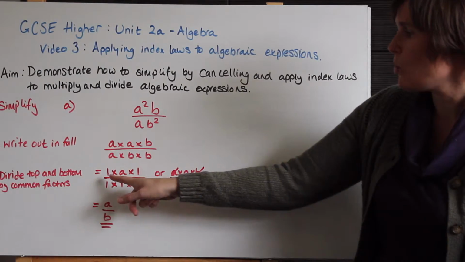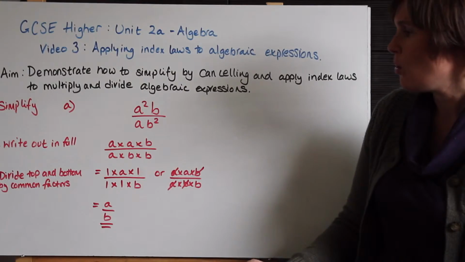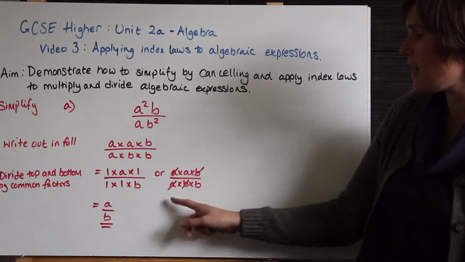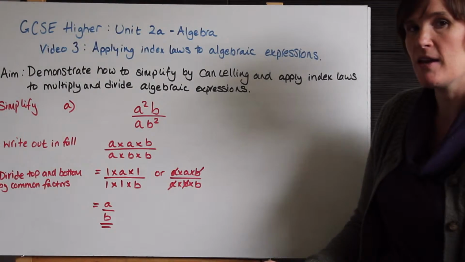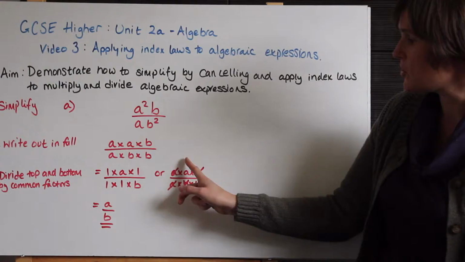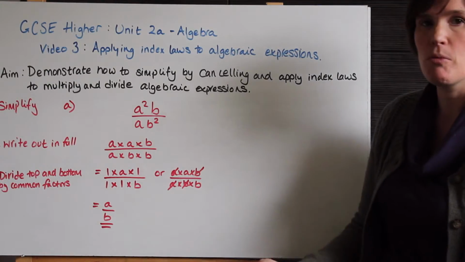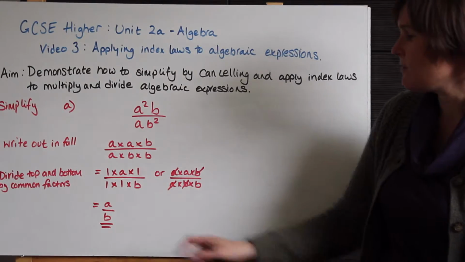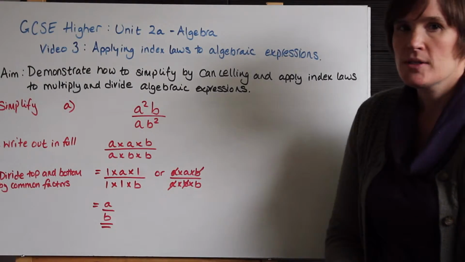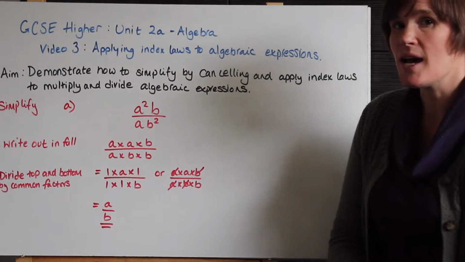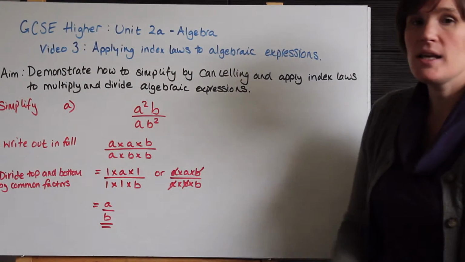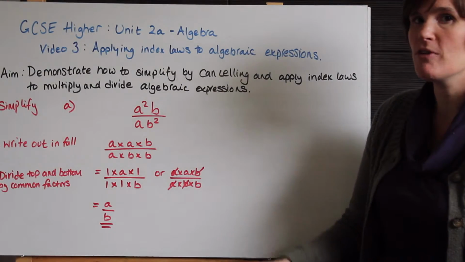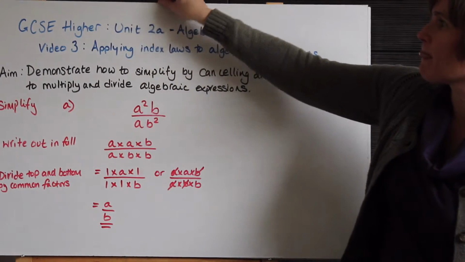So we can write this as 1 times a times 1 all over 1 times b, or we can simply cross out our terms that appear in both the top and the bottom. So we're crossing out an a from the top, an a from the bottom, a b from the top and a b from the bottom. Either way, it leaves us with a over b. So simplifying using cancelling is okay as long as our indexes are fairly small. Once we have high indexes, we don't want to be writing out all those letters.